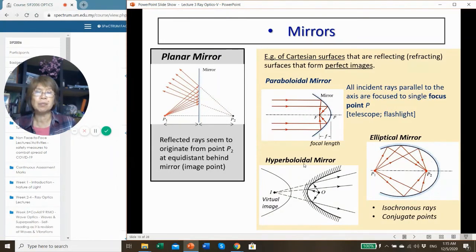And we have the hyperboloidal mirror, the shape of a hyperboloid. So all these rays from the focal point will be reflected and, projecting backward, they seem to come from a virtual point, which is the focus point of the hyperboloid shape, the hyperbolic shape.